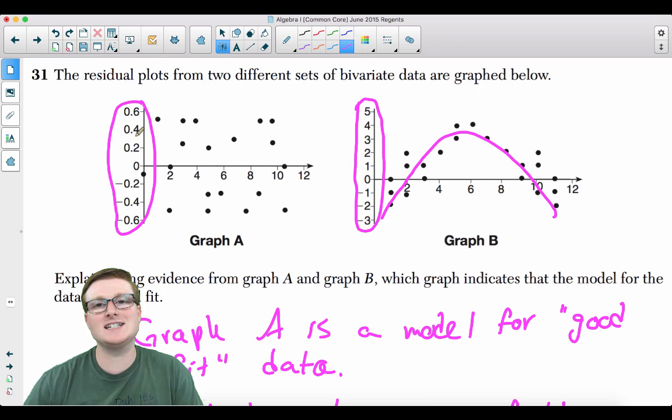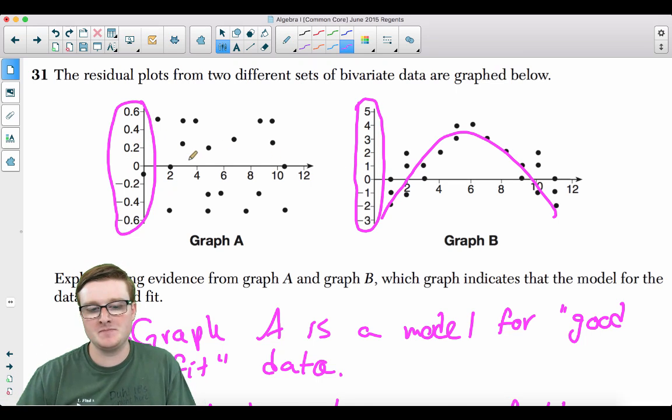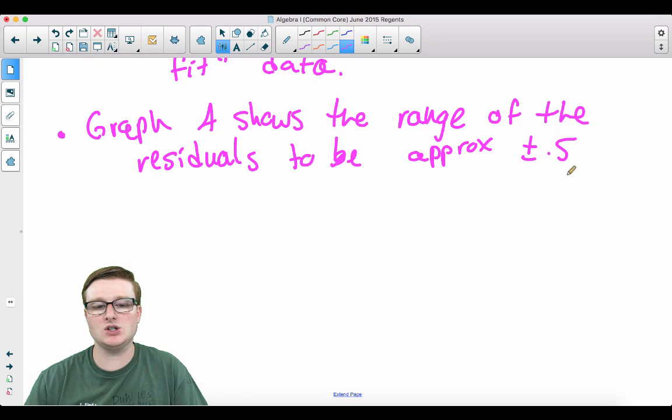It's only a few tenths of a place. These are whole numbers over here. This is only a few tenths of a place. So these are quite close to each other. So we're going to say that graph A shows the range of the residuals to be approximately plus or minus 0.5. Okay?